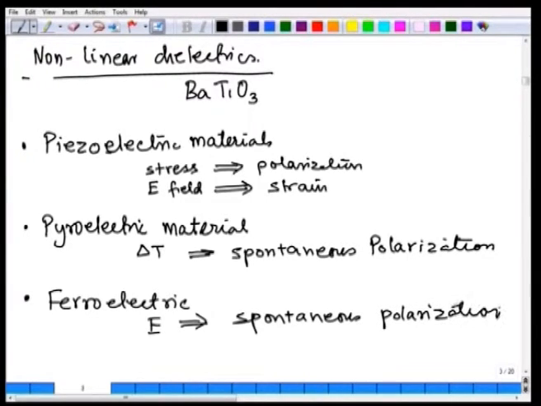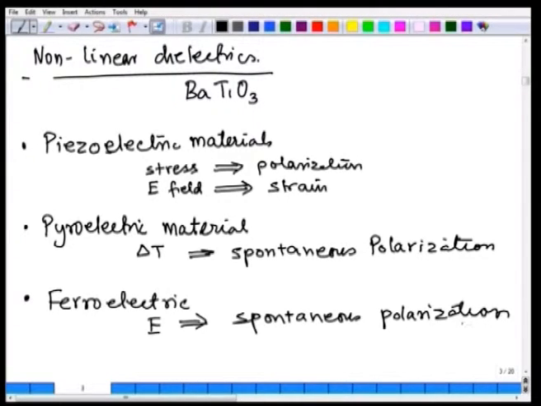That means a material initially may be in an unpolarized state because of many different grains, but if you apply an electric field, these dipole moments will align, and they are aligned to produce polarization. Of course, that happens in all materials. If you apply an electric field, they produce polarization.